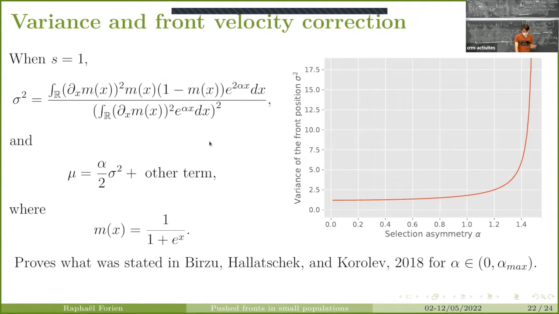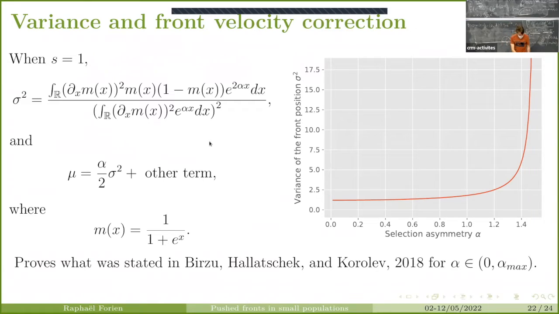Actually, the expression for the variance is easy to compute, and this is the red curve here, depending on alpha. So as I've said, we've covered a bit of this range, but if you plot the function alpha, you see that it blows up when alpha equals 3/2. And this can be a bit surprising because the front is pushed up to alpha equals 2. It only becomes pulled at alpha equals 2, but the variance blows up before that at 3/2. And this was noted in this paper by Bizu, Halacek, and Korolev that I've already talked about.